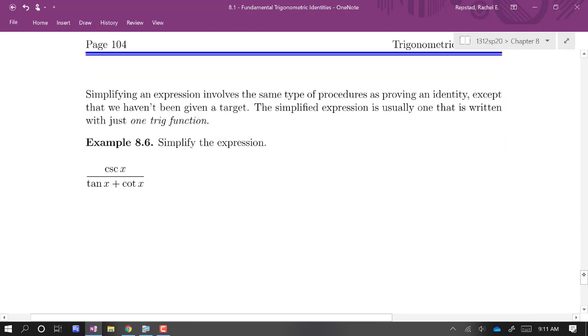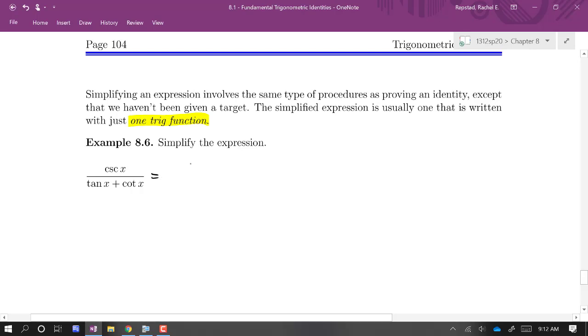All right, we're going to do one more example, and this one's a slightly different type of problem where they don't tell us to prove that one thing is equal to another, they just say simplify. In some ways this is a little bit more difficult because it's like they want us to prove something, but they're just not telling us what the end result is. But one thing to keep in mind is that the simplified expression you're looking for is usually written with just one trig function. So that's our goal. Here I have three trig functions: cosecant, tangent, and cotangent. I want to see if I can get it to a point where I need just one trig function to express this.